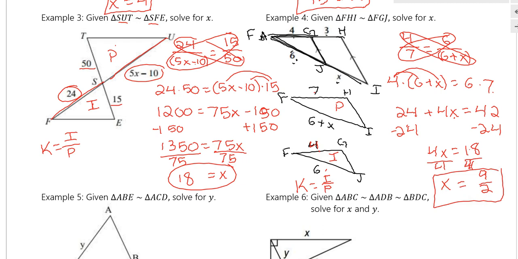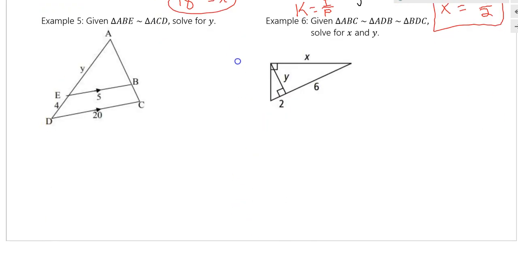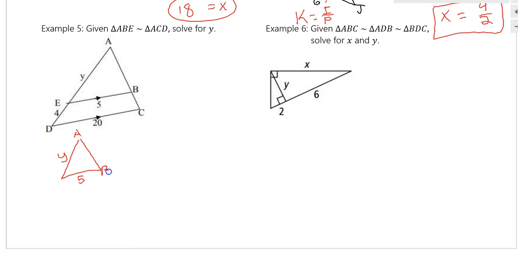So the biggest part of these is just really drawing those 2 different triangles. Alright, looking at example 5, same type of thing. I'm going to split up A, B, and E, which has Y and 5. And then I have triangle ACD, which is, this side is these 2, that's Y plus 4, and this one, which is just 20.